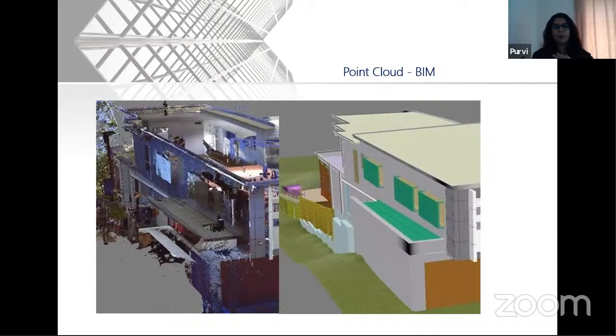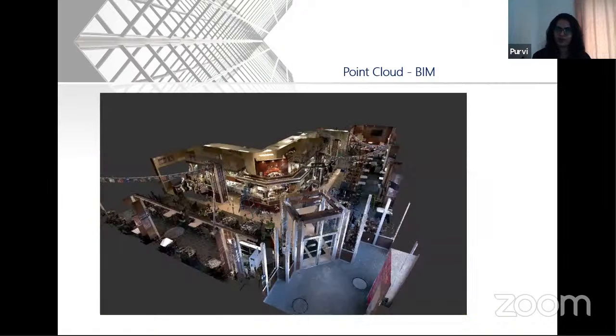So point cloud to BIM is another workflow in itself. Working with point clouds is a very interesting concept. This is again point cloud data. It's a model of a historic museum, where the points were collected through drones. It was then put into Revit to take the model further.